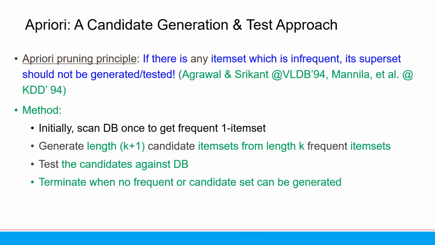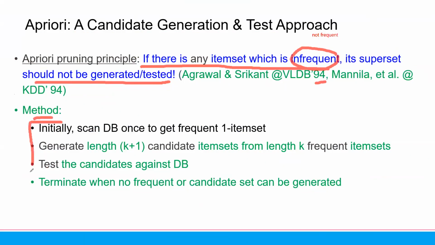So we will use this Apriori pruning principle. If there is any item set which is infrequent, infrequent means not frequent, then its superset should not be generated and should not be tested. This was proposed by Agrawal in 1994. So the method is something like this.